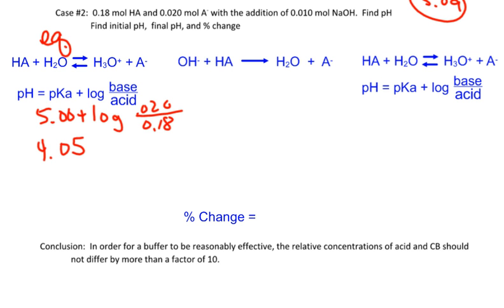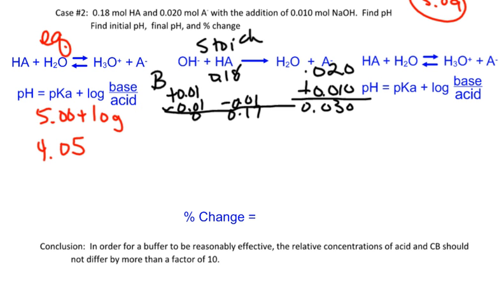I'm going to have to erase some of the first part. So if you did your stoichiometry, notice here are the numbers that you have. You start off with 0.18 moles of HA and 0.020 moles of the A negative. You add 0.01 moles of your base. It's going to react with your acid. So you're going to end up with 0.17 moles of the weak acid and 0.030 moles of the A negative. Okay, use those numbers now and plug into your final equilibrium. Go ahead and do that.